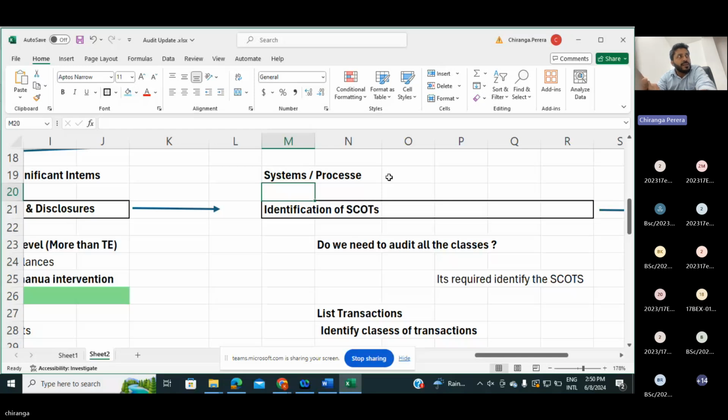So after completing a walkthrough, you should have a kind of control mapping. Control map should be there, right? Control map should be there. I will share a control map with you all so that you can go through that.